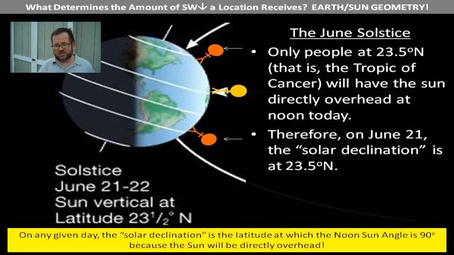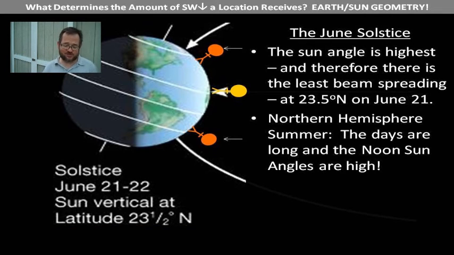On any given day, there's a location on the Earth called the solar declination. On any given day, the solar declination is the latitude at which the noon-sun angle is 90 degrees, because the sun will be directly overhead. The solar declination is 23.5 degrees north on the June solstice. The sun angle will be highest at the solar declination, it'll be 90 degrees, and then the sun angle will get lower and lower the farther you get away from the solar declination on any given day.